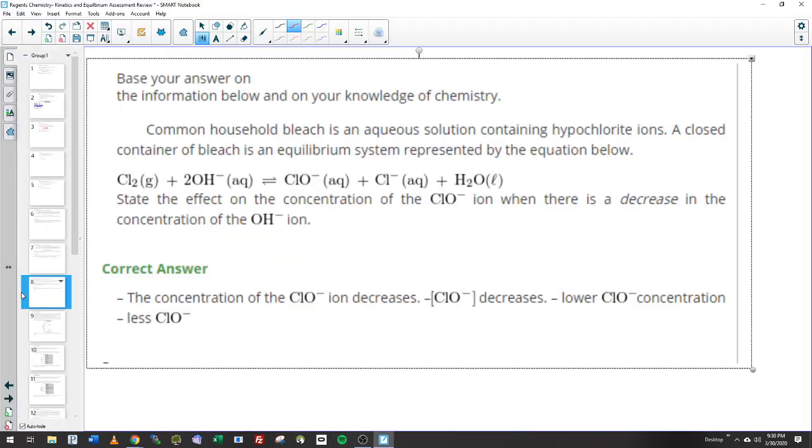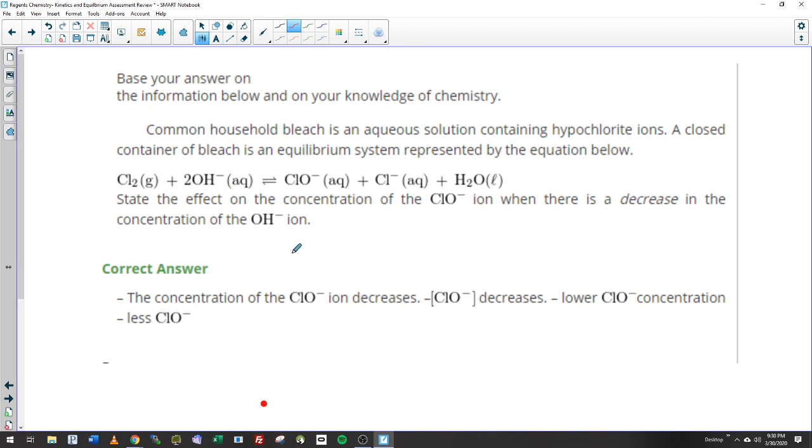So number 8, okay, they want you to state the effect on the concentration of the ClO minus when there is a decrease in OH concentration. So I'm going to cut this reaction in half, and this achieved equilibrium. We had a double-sided arrow. The rate of exchange is equal. The concentrations are constant. Le Chatelier says, happy, happy, happy, equilibrium. And then all of a sudden, Le Chatelier comes along and goes, oops, I shattered the system. I just changed the amount of OH minus.